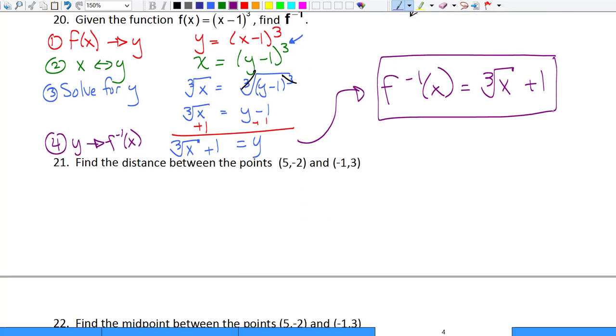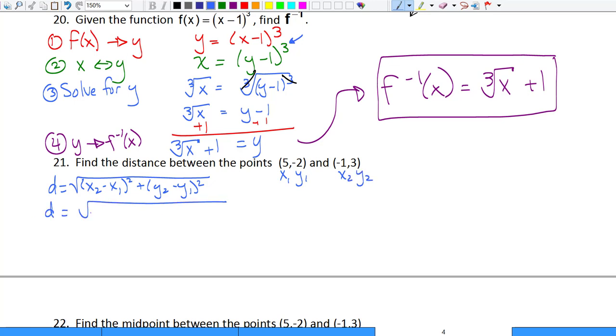The last one on this page, we said find the distance. So you have to know the formula for the distance, which in this case is the square root of (x2 minus x1) squared plus (y2 minus y1) squared. The hardest part of this problem is just being careful and plugging everything in correctly and maybe knowing the formula.